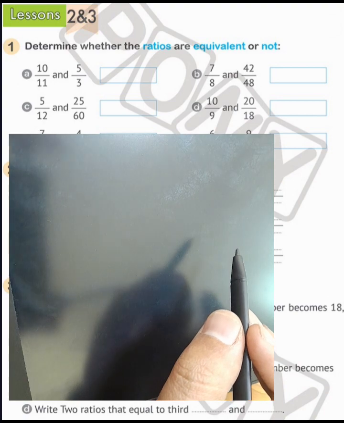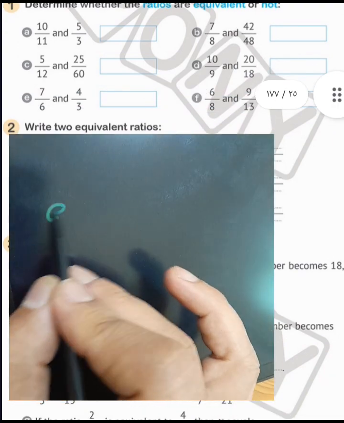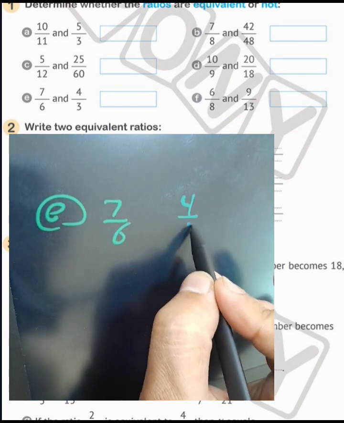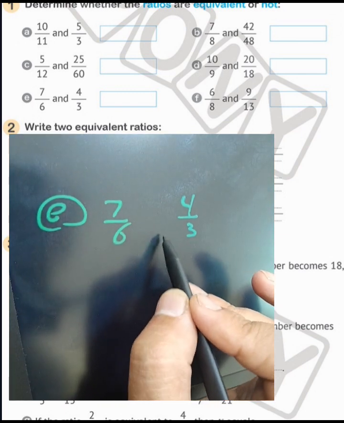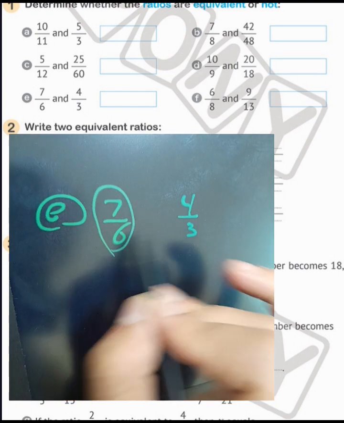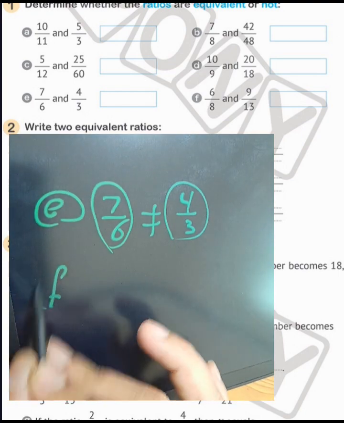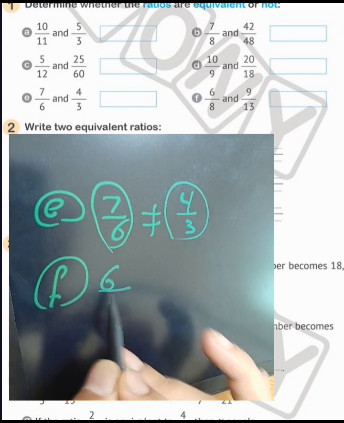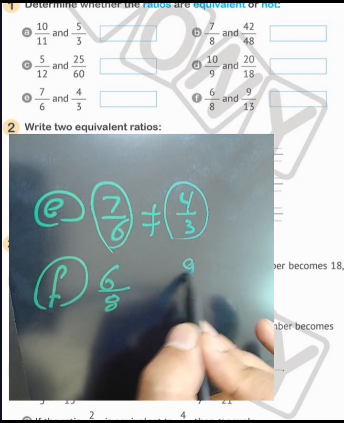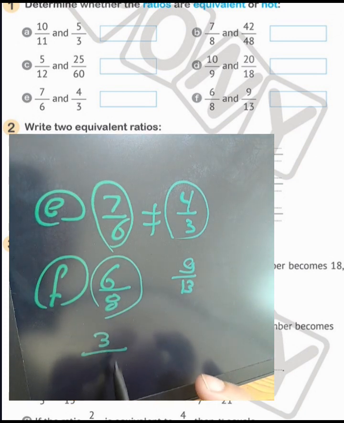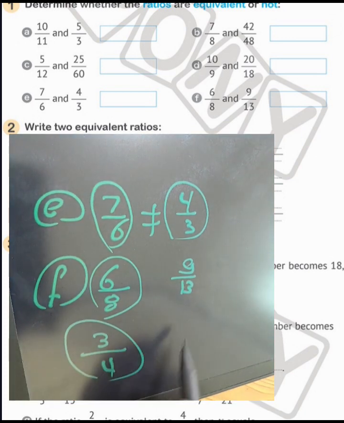Next question, letter E. 7 over 6 and 4 over 3. We know 7 over 6 is the simplest form, and this simplest form is not equivalent. Question letter F. 6 over 8 and 9 over 13. We can simplify by dividing by 2. The result will be 3 over 4, not equivalent.